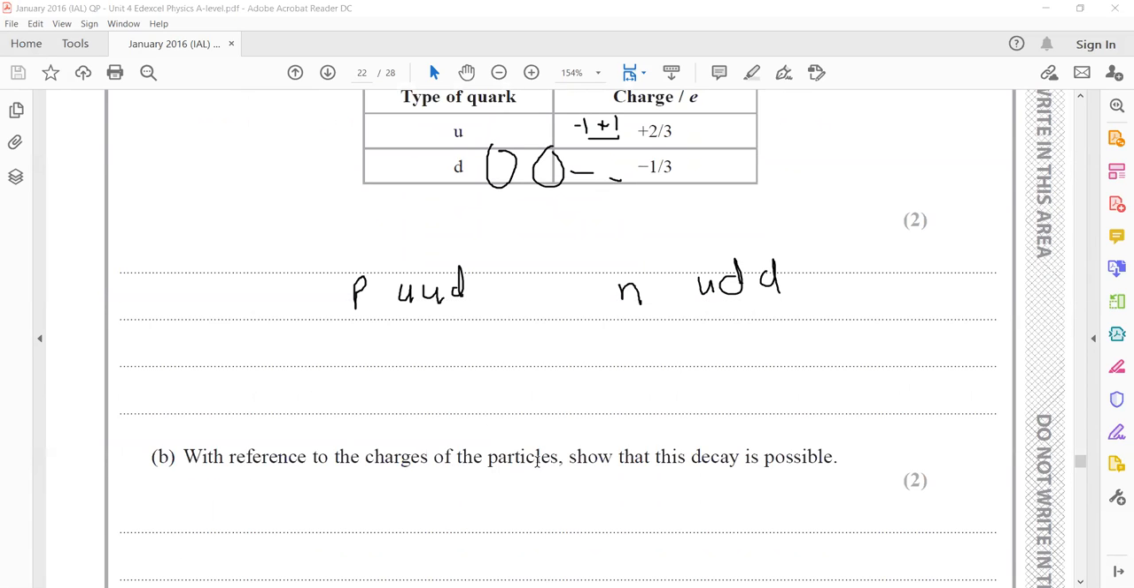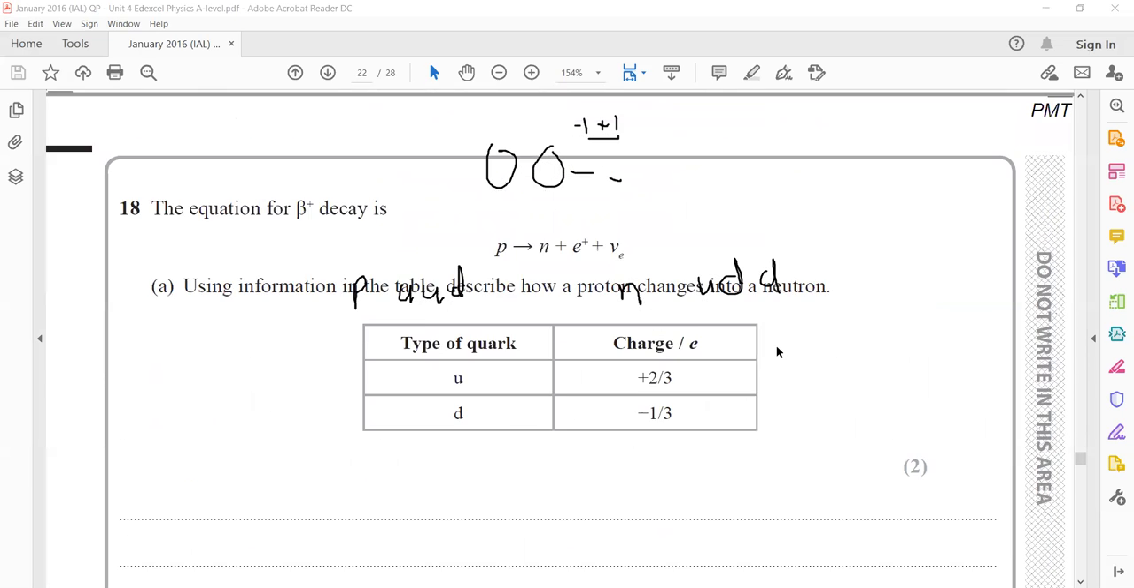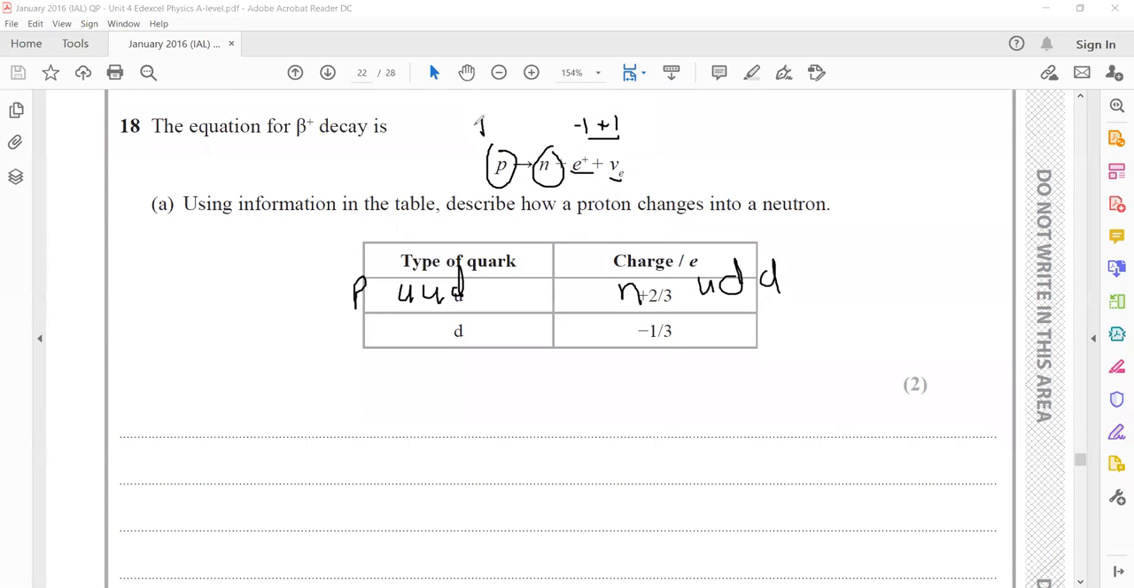With reference to the charges of the particles, show that this decay is possible. So with reference to the particle charges, the proton is positive, the neutron is zero, the positron is positive, and the electron neutrino has zero charge, so the charge is conserved. Before and after, the charge remains plus one, which shows the charge is conserved. So you can mention the proton has a positive charge, the neutron zero, the positron plus one, and the electron neutrino zero. When we check the charge on the left and right hand side, it is equal, which shows that this reaction is possible in terms of conservation of charge.